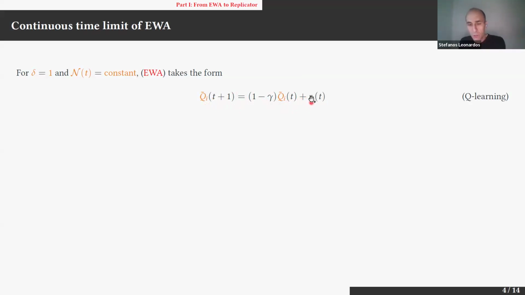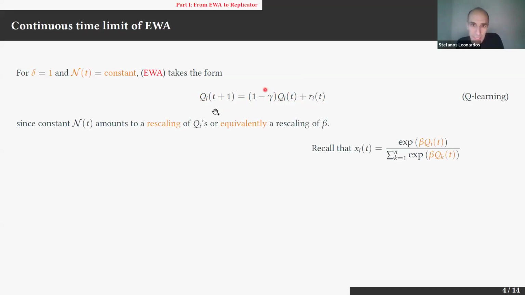Many people choose to select this constant equal to gamma, for example, and have a convex combination of the reward. You can have nothing here, or a constant different from gamma, or a variable parameter. But in any case, you can simply look at this equation, because having a constant calligraphic n amounts to rescaling the Q_i, or equivalently rescaling just the beta, because as you remember from our softmax, the Q_i only appear together with beta. So having a rescaled Q_i means that I have a different parameter beta, and since we are looking at any positive beta here, it doesn't really matter.